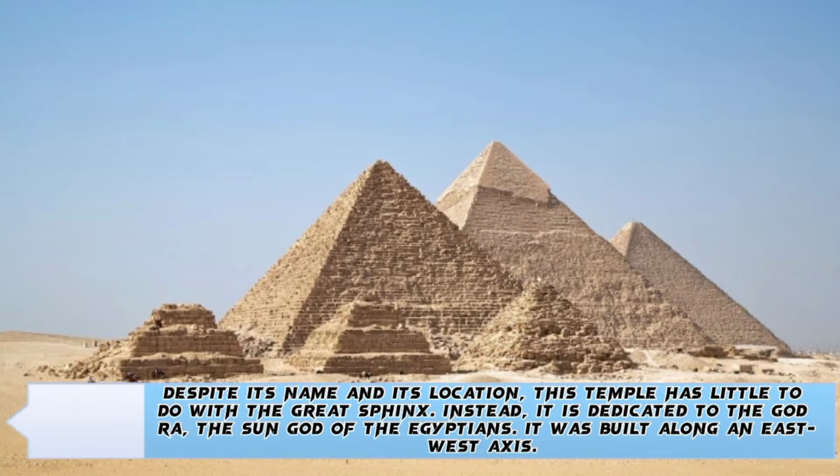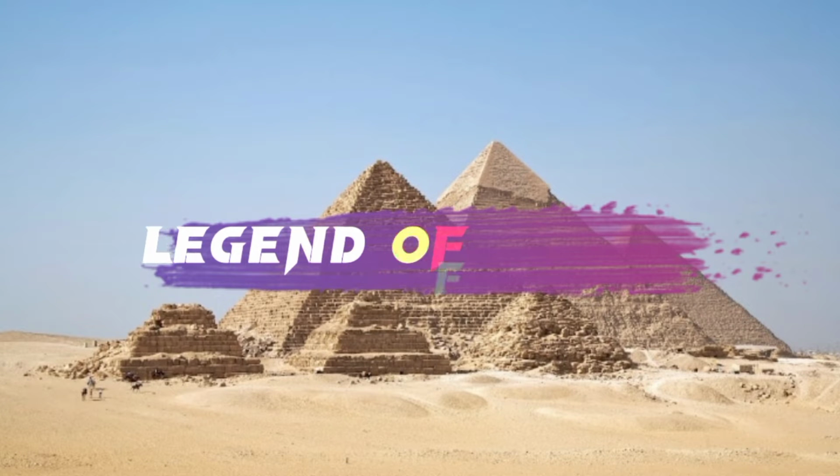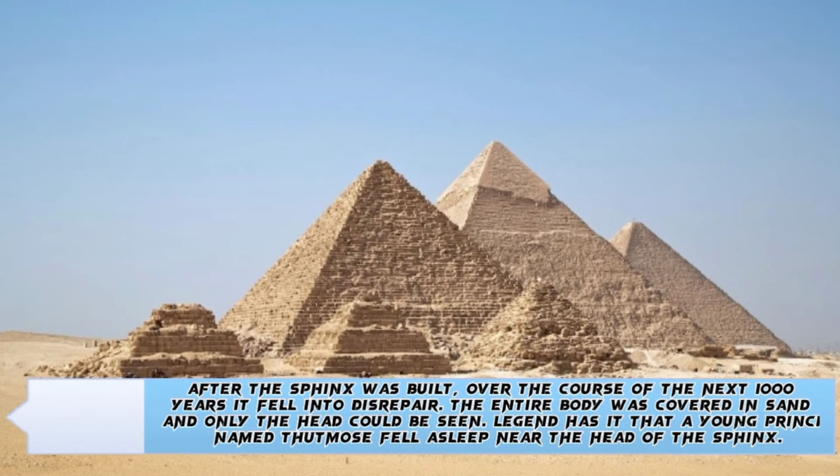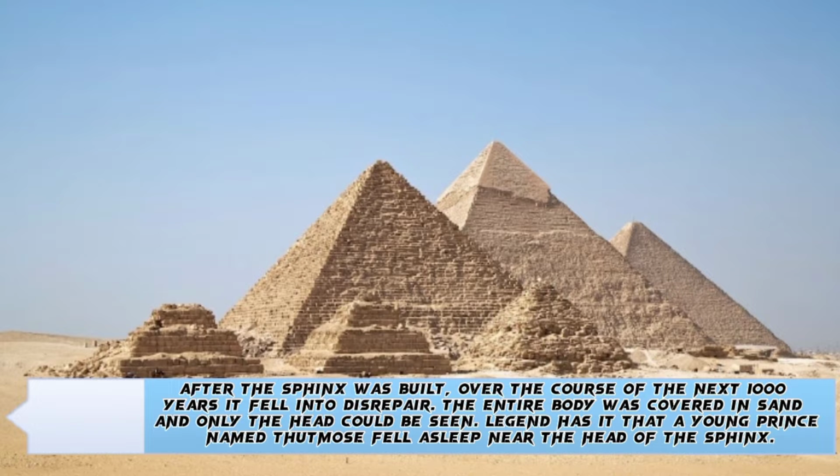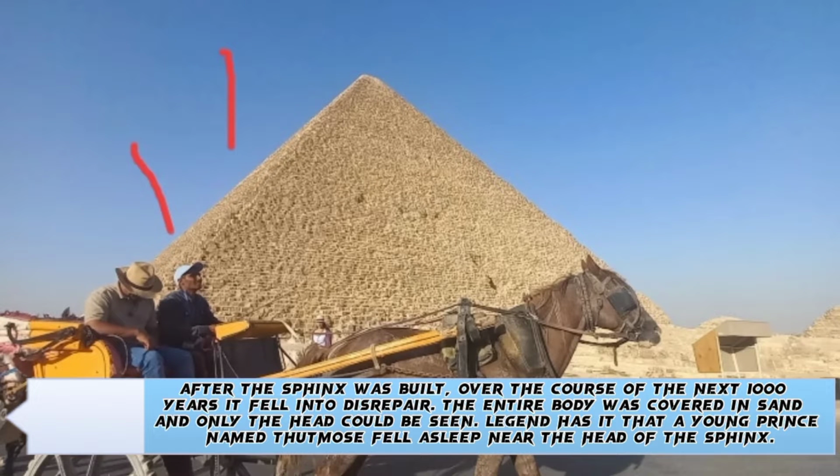Instead, it is dedicated to the god Ra, the sun god of Egypt. It was built along an east-west axis. Legend of the Sphinx: after the Sphinx was built, over the course of the next 1,000 years, it fell into disrepair. The entire body was covered in sand and only the head could be seen.